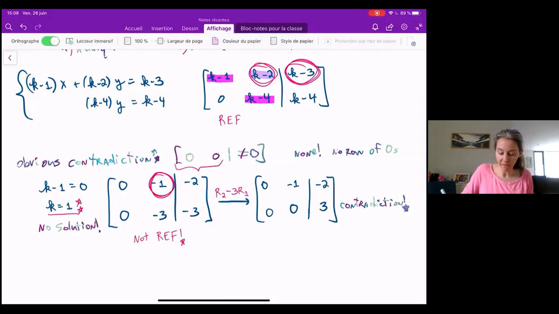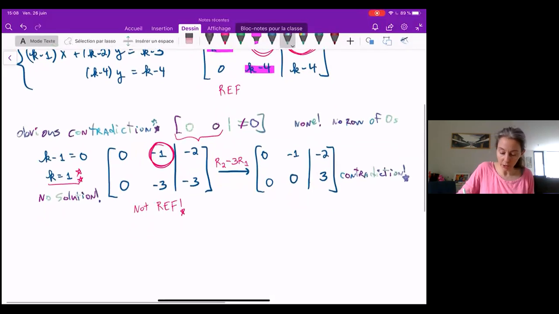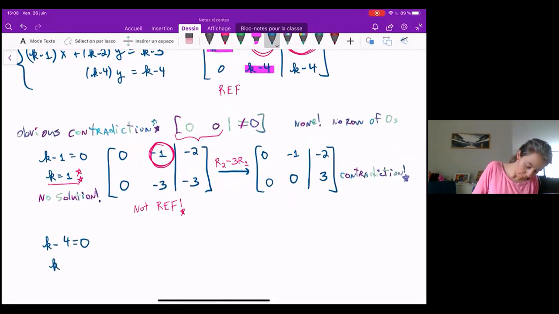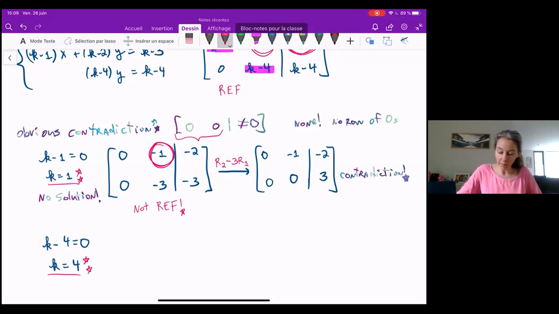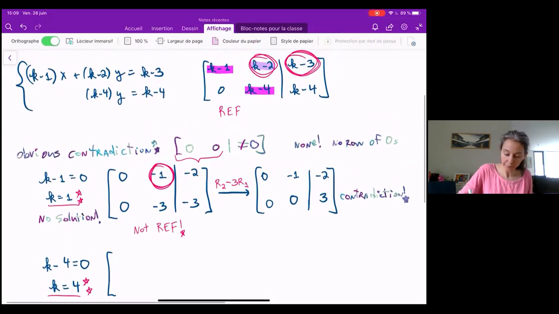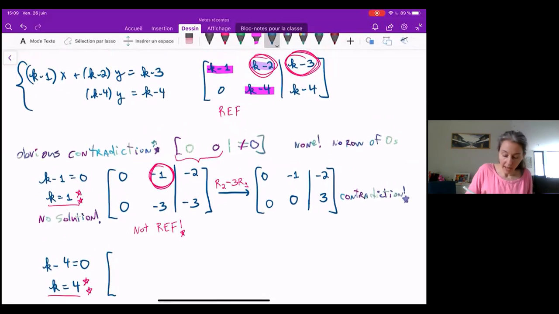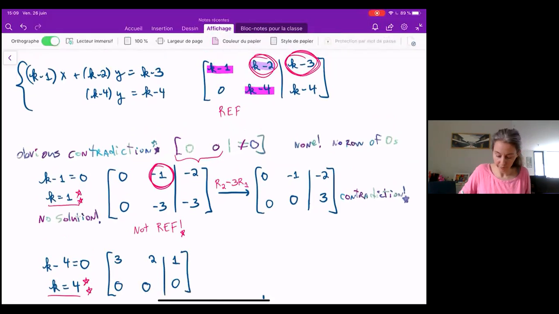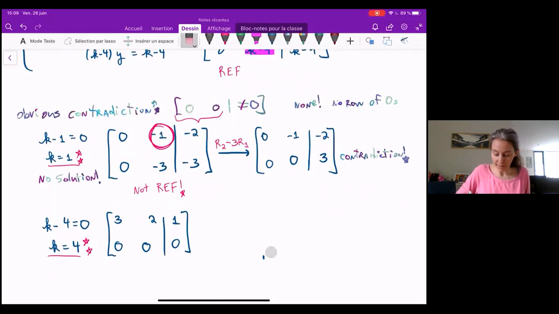Now the second pivot position that we have here is k minus 4. So next we ask, when does k minus 4 equal 0? Well, that happens when k equals 4. So I'm going to plug that into my REF form of the matrix. 4 minus 1 is equal to 3. That's 0. 4 minus 2 is 2. 4 minus 3 is 1. 4 minus 4, well, that gives me a 0 here. Notice, this matrix is in REF.